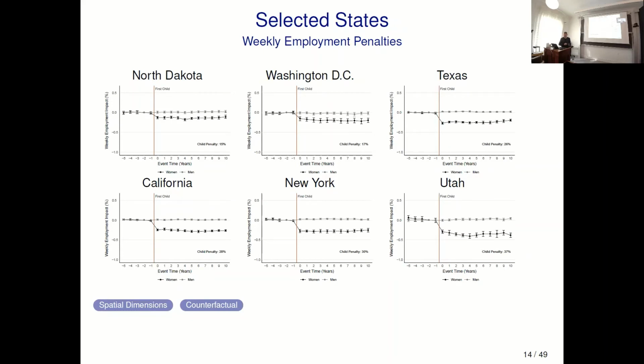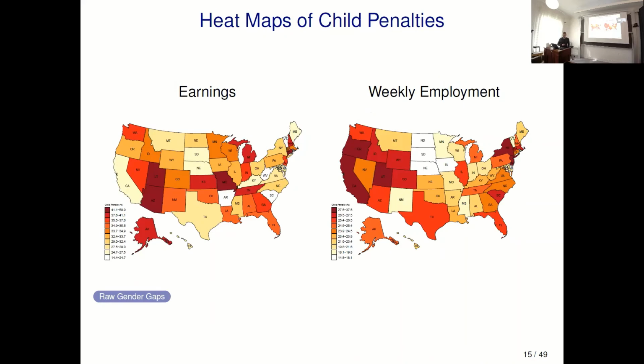You can also look at, well, this is just a heat map that puts all of this together. This is a heat map for the US. Darker colors mean larger child penalties, lighter colors mean smaller child penalties. We have earnings and employment child penalties. Looking for example at the employment penalties, you can see generally small penalties in the central north part of the US and larger child penalties in the west and the south and the east. It's not so clear for earnings penalties. There it's a little less systematic.